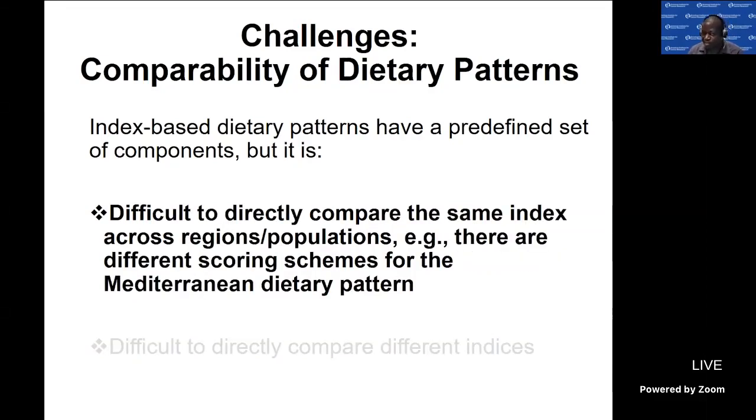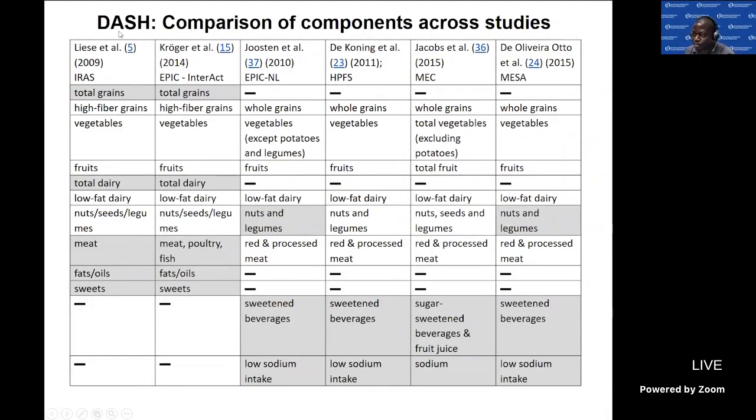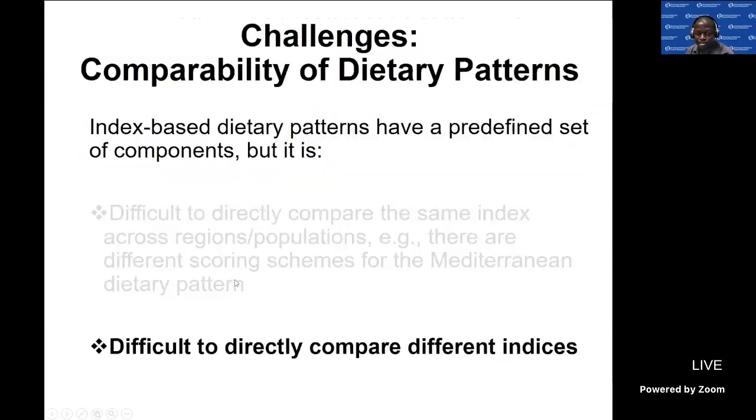Looking at the same index here, the Mediterranean dietary pattern across different studies, you can see that some of the indices designed to measure adherence to the Mediterranean diet don't always include the same foods. Or even when they include the same foods, the cut points may not exactly be the same across the different studies. Same for the dietary approaches to stop hypertension, operationalized across different populations. The component foods may not always be the same.